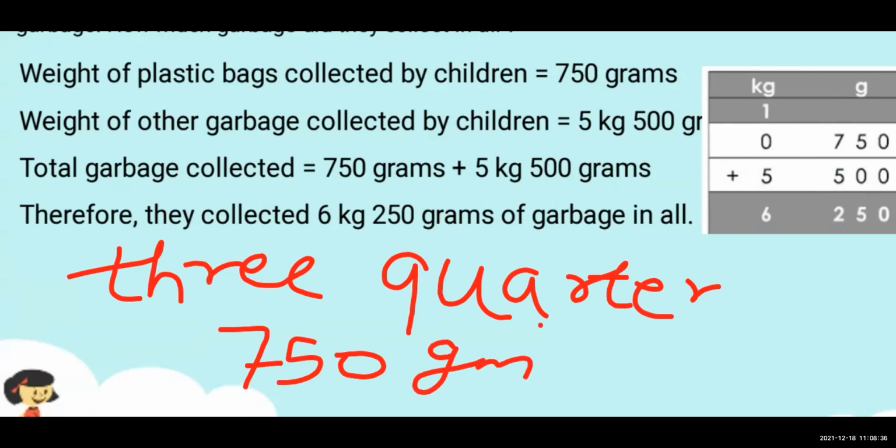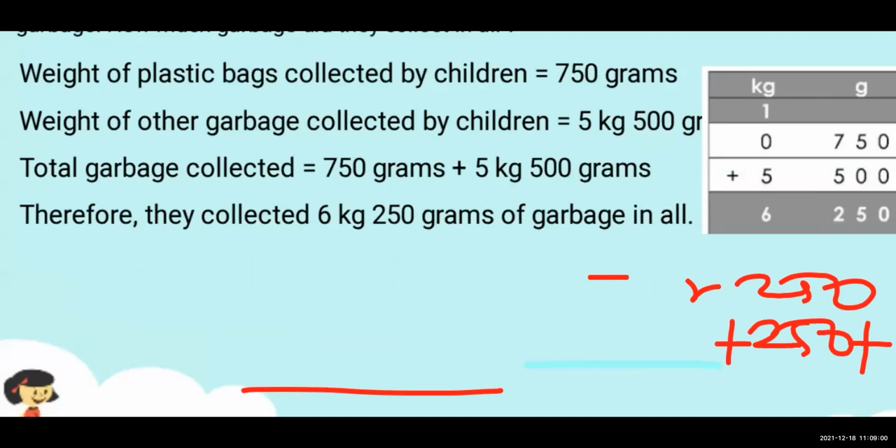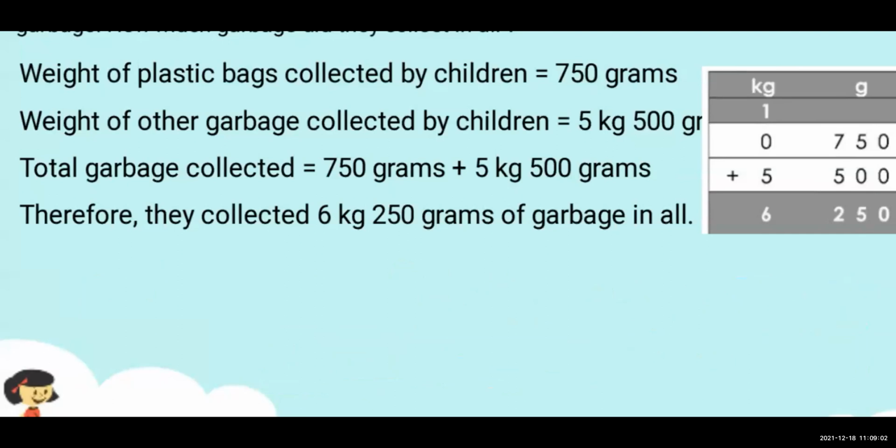Clear? See, quarter means 250, then 250, then 250. If we add 3 times 250, because वो 3 बन जाएगा, it becomes 750 gram. So what is our first statement? Weight of a plastic bag collected by children is 750 gram. Clear? Okay. Now next what they told? They told that other garbage कितना था? 5.5.